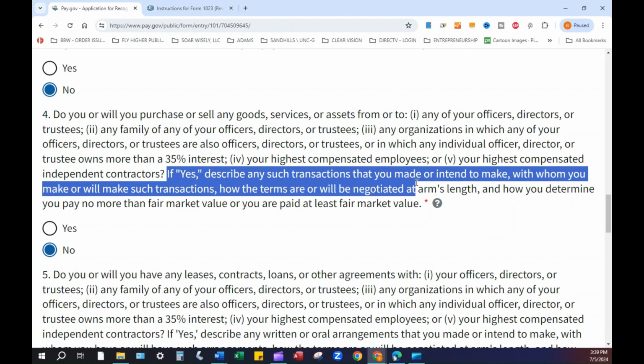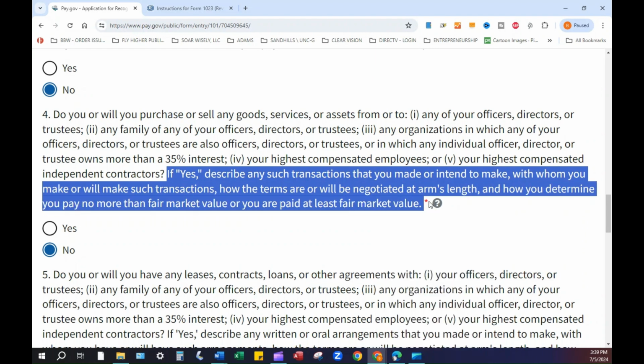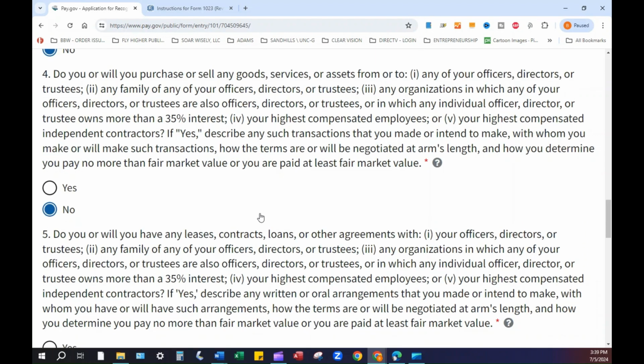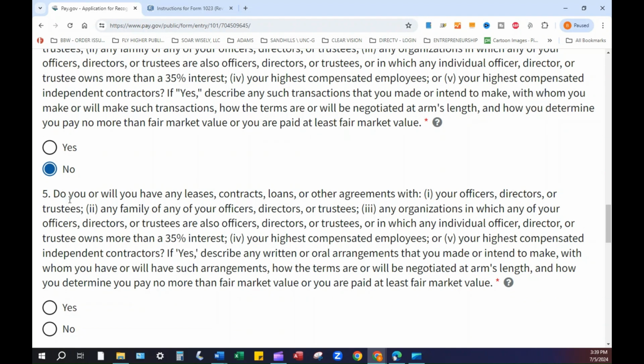But you need to describe any such transactions, with whom you will make such transactions, how the terms are or will be negotiated at arm's length, and how you determine you pay no more than fair market value, or you are paid at least fair market value. All right, so you need to make sure you answer these questions. Again, don't skim over anything, read them thoroughly, make sure you're answering every single part of the question. Now, let's go on to number 5.